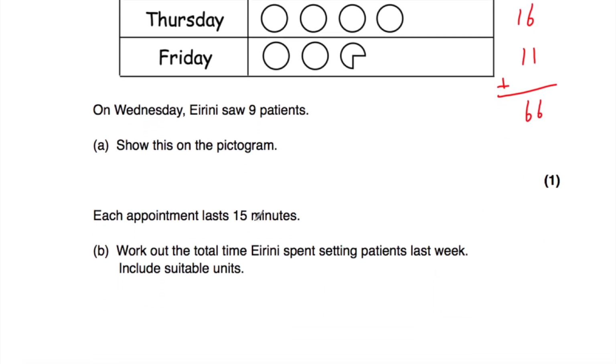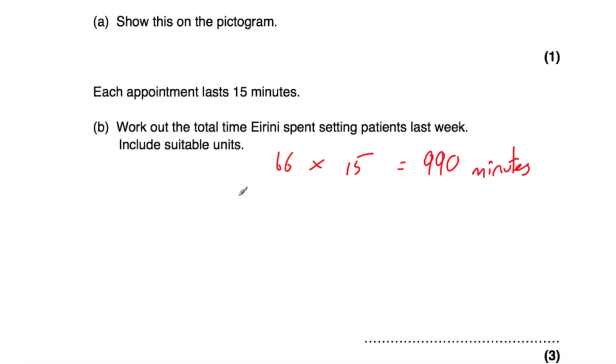Now each appointment lasted 15 minutes. So if we do 66 multiplied by 15, that's how many minutes she would spend seeing patients. So 66 multiplied by 15 is equal to 990 minutes. So she spent 990 minutes seeing patients. Now we could leave her answer like that because it just asked for the total time she spent seeing patients last week and to include suitable units.